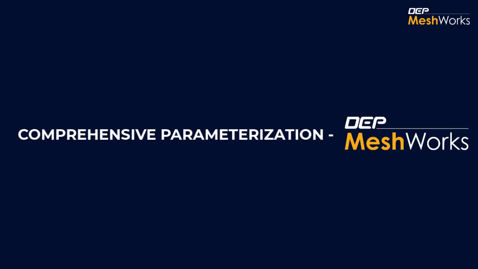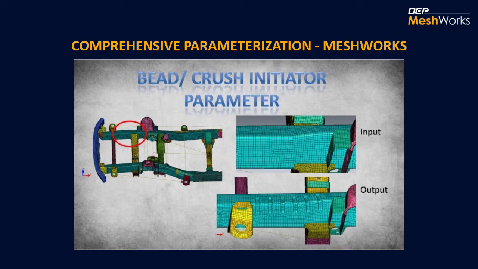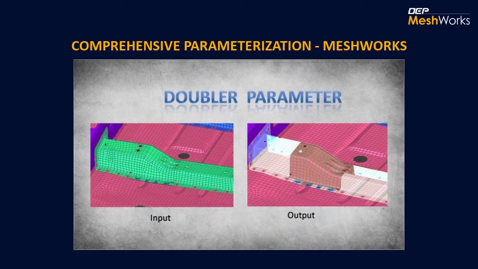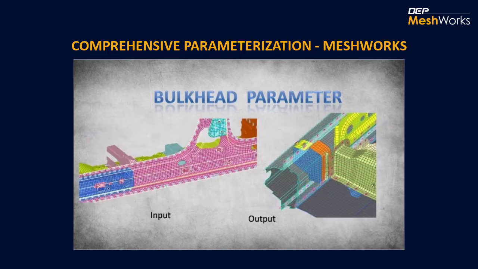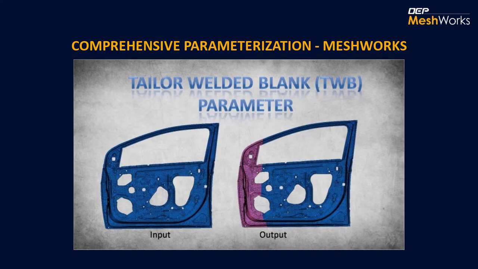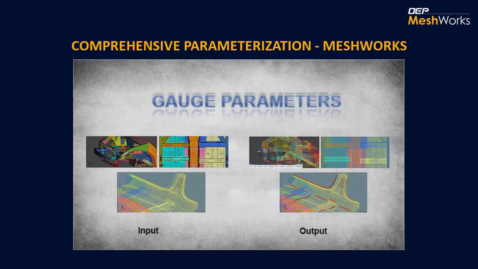MeshWorks' comprehensive parametrization looks at not just shape and size as parameters, but goes beyond to have welding, adhesives, feature parameters, beads, darts, ribs, bulkheads, topology parameters, part extenders, material parameters, and thus provides a wide array of parameters that engineers could use and benefit from.